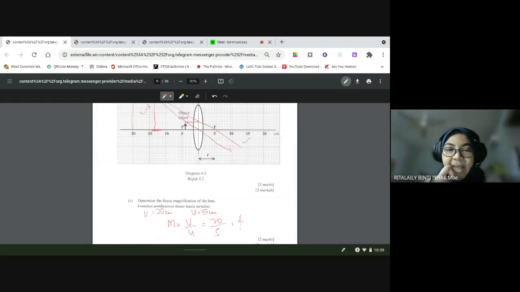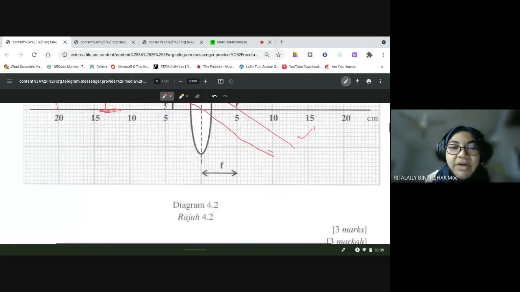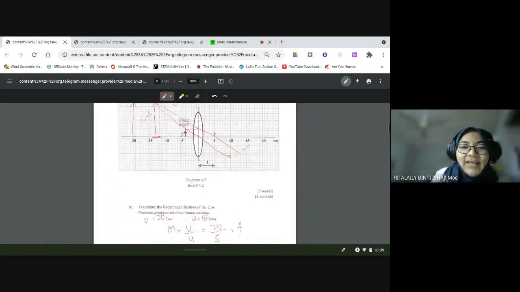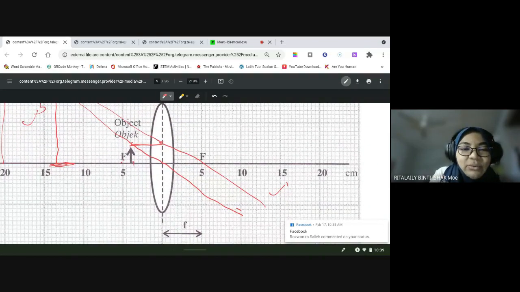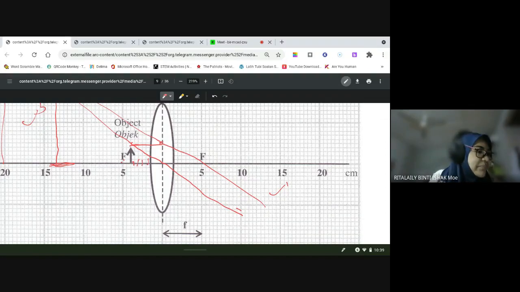5 ke? Sorry, 4. Saya tak perasan. Tak ada siapa pun tegur. 4. Okay, so jawapannya 4, 5. Okay, tengok betul-betul, bukan 5, saya salah tengok. Objek 1, 2, 3, 4. Nah, objek 4 cm. So jawapan dia 5.